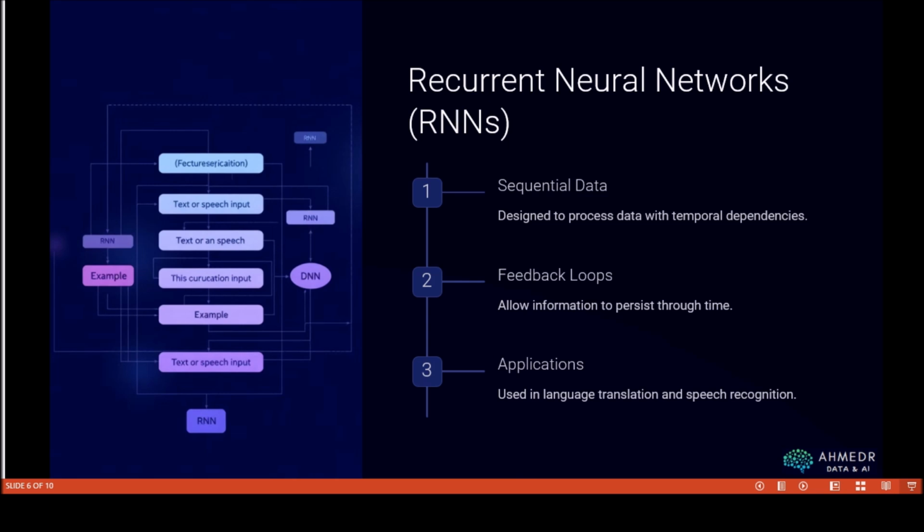What are the real-world examples? A real-world example is speech recognition and language translation. For example, Google Translate and speech-to-text systems like Siri and Google Assistant rely on RNNs. These models process language one word at a time, taking into account the context from previous words to predict the next word in a sentence. The feedback loops allow RNNs to remember previous words in a sentence, which is critical for understanding language.